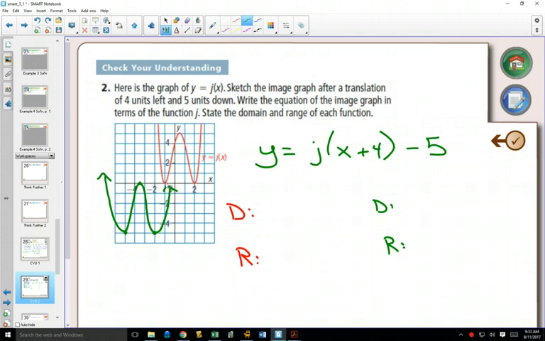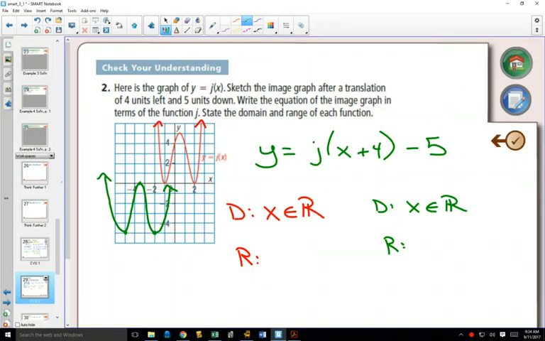So the domain, with those arrowheads going up here, it goes up forever and it goes out to the left and to the right forever. So the domain of this one is everything. And the domain of the green one will also be everything.